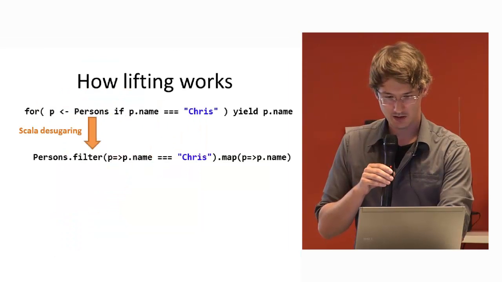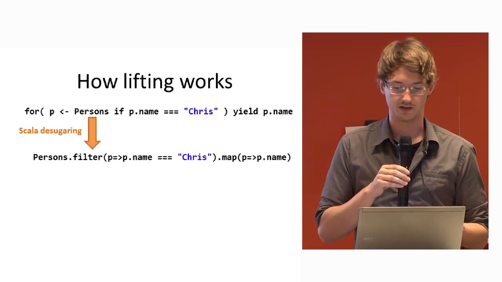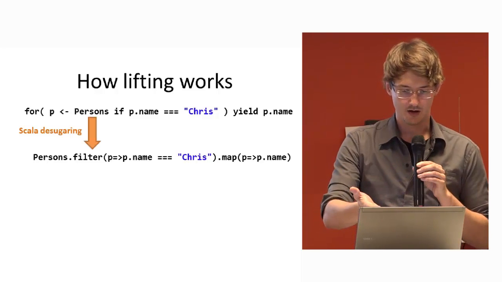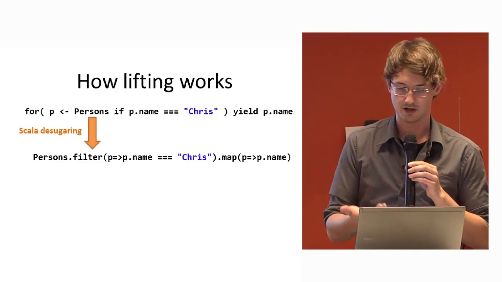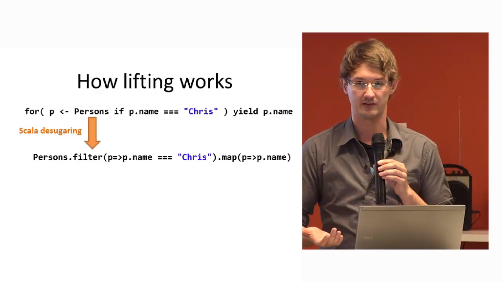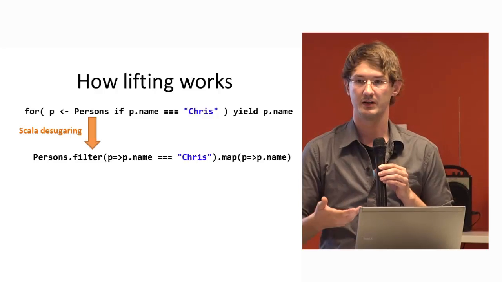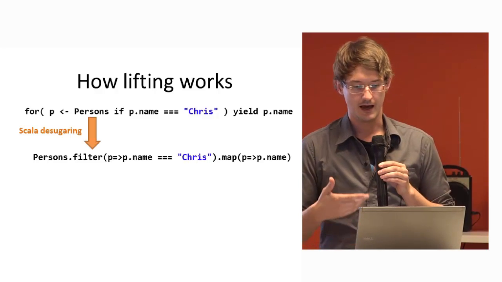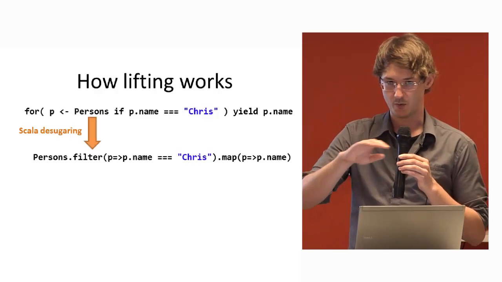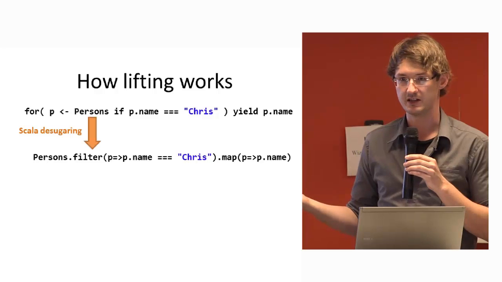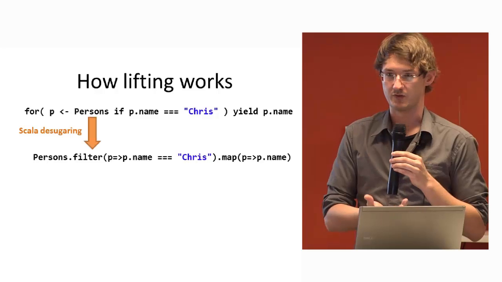Now I'll tell you quickly how lifting works, the technique to get the trees from these queries. The first line is the Scala for-comprehension syntax, which the Scala compiler already desugars into this method syntax. So what we need to do to support comprehensions is implement these methods, filter and map, and then we have comprehensions. The way we implemented them is, of course, we don't execute map by iterating over something, because that needs to happen in the database. It just returns an object that represents this operation.